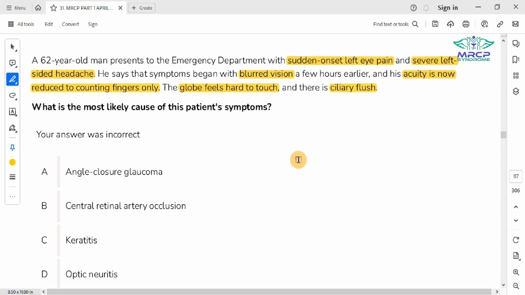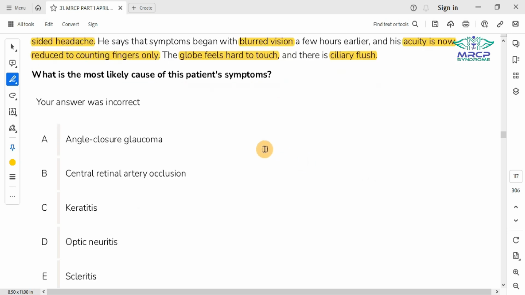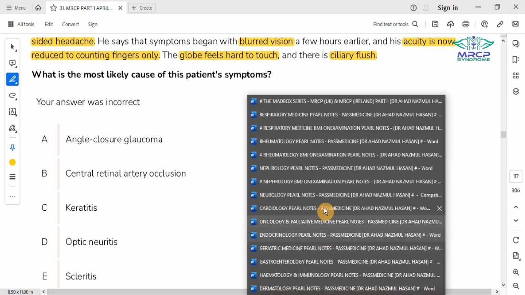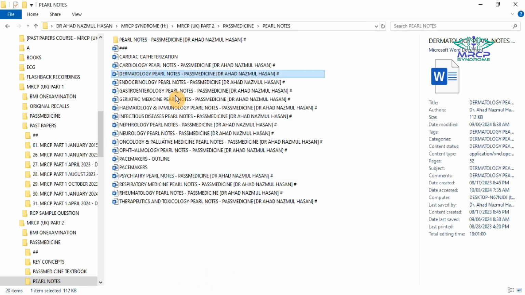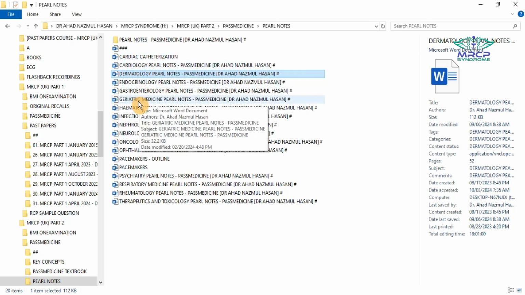Angle closure glaucoma. So this is acute angle closure glaucoma. How to differentiate acute angle closure glaucoma and acute anterior uveitis? The differentiating point: in angle closure glaucoma, the pupil will be semi-dilated and it will feel like a hard globe, and in the case of uveitis, there will be a constricted pupil.